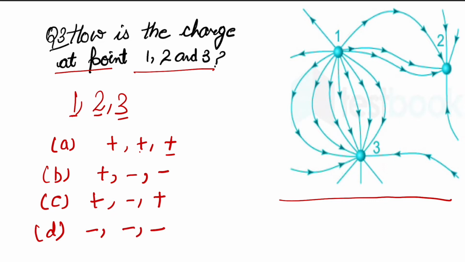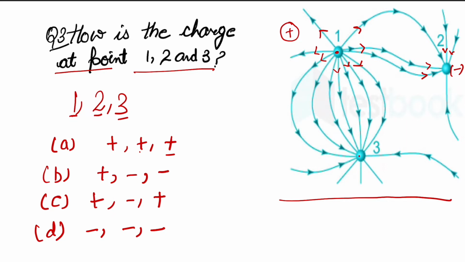So let us look at charge 1. You see all the lines are coming out from it. If the lines are outward, this first charge is a positive charge. Let us look at the second charge. The lines are coming inward. Inward means this charge will be a negative charge, because for a negative charge the electric field lines converge at the charge, and for a positive charge the electric field lines diverge from it.